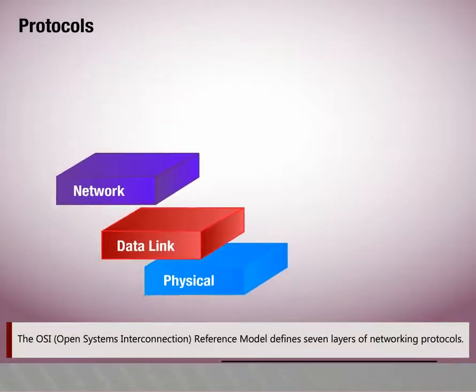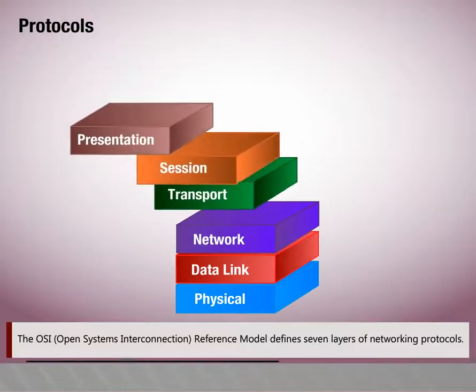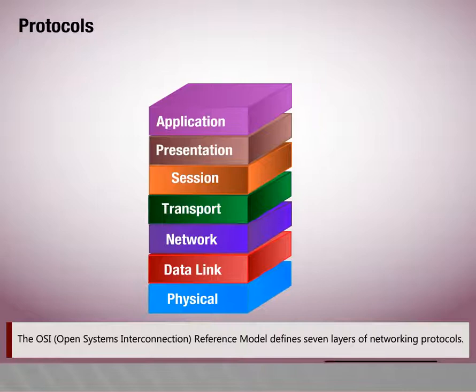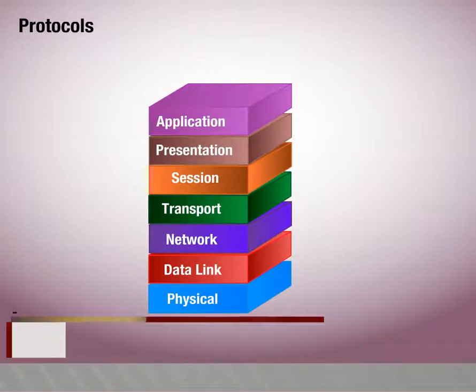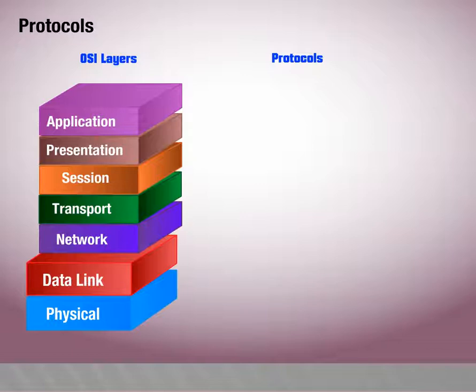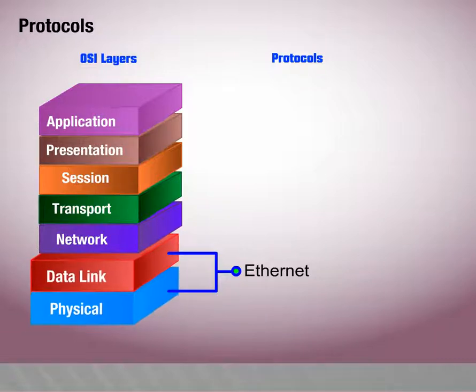Protocols. The OSI Open Systems Interconnection Reference Model defines 7 layers of networking protocols. Protocol is a set of rules used for communication. These are the languages that computers use to communicate to each other on a network. Physical layer, data link layer. Data link and physical layers has Ethernet protocol.